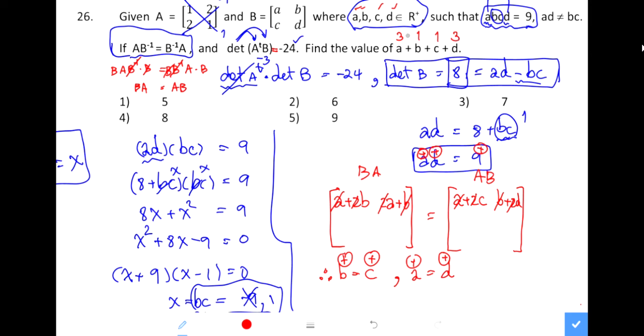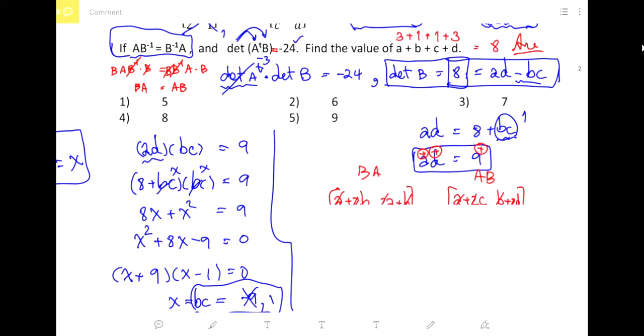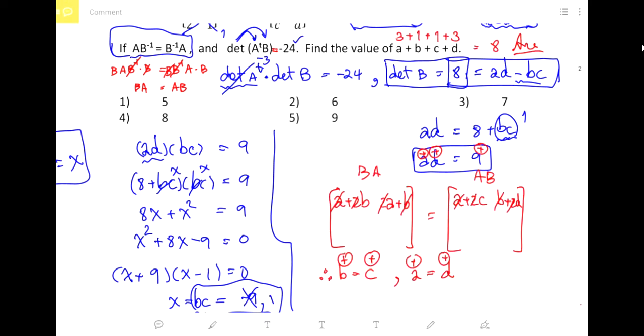And we're going to have to find the value of the sum of them. So that's going to be an 8. And that is your answer. Okay, so that is your answer. We have an 8 now.